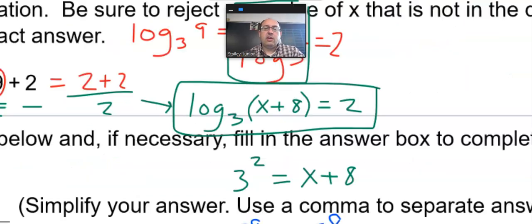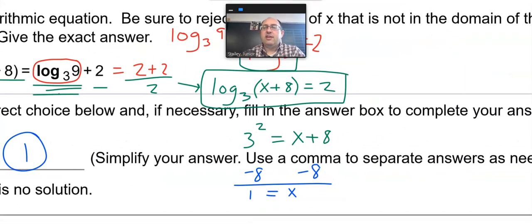Is that a single log? Yes, it is. Therefore, we can change it to its exponential form. The base is 3. The exponent is 2. It equals the argument x plus 8. 3 squared is 9, so if you subtract 8, you get 1. That's the answer to your question. It works out. You can plug it back in. You can try it. It will work.